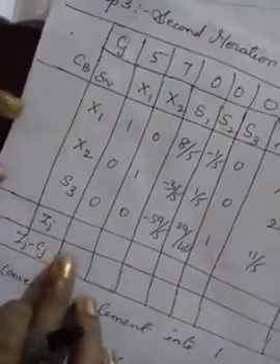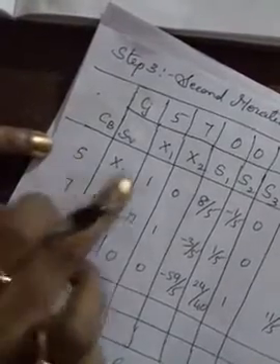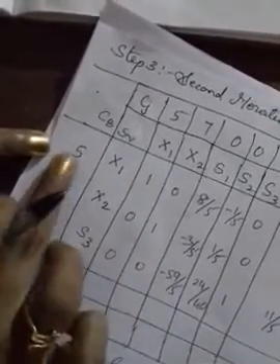Okay, now after writing it, we have to find out your Z value. How to find out your Z value? First you write down this CB. What is CB? X1 is what? 5. Coefficient of X1 is 5. X2 is what? 7. And S3 is what? 0. Multiply this value with this variable and add it.